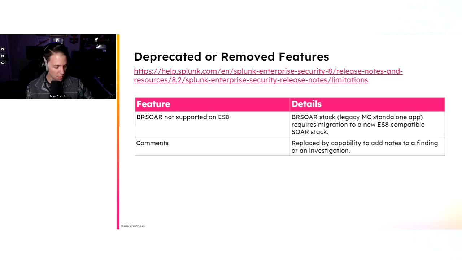If you are one of the customers who also took advantage of the BR SOAR instances as a part of the standalone mission control app, if you're using that, you probably already know it. But in case somehow you have not heard from somebody, those instances are not supported by Enterprise Security 8. We've been doing a bunch of outreach, but in case we somehow miss somebody, we're working with you, so please reach out to your account team, and we'll make sure that we get a white glove experience to have that migration happen.